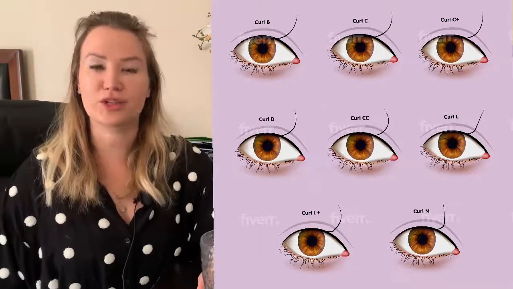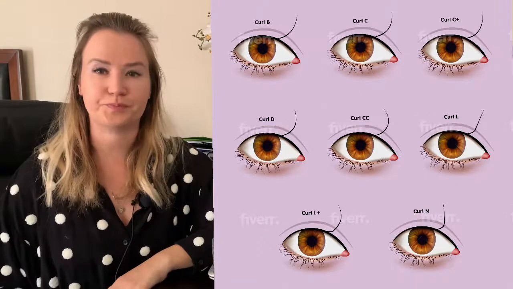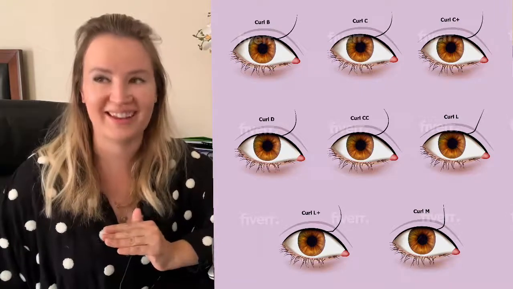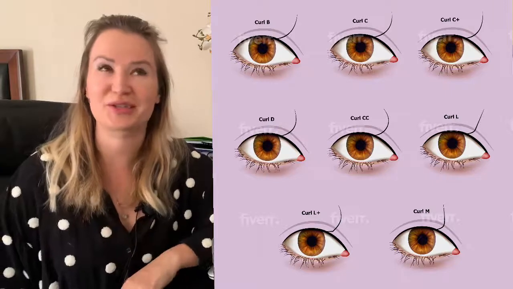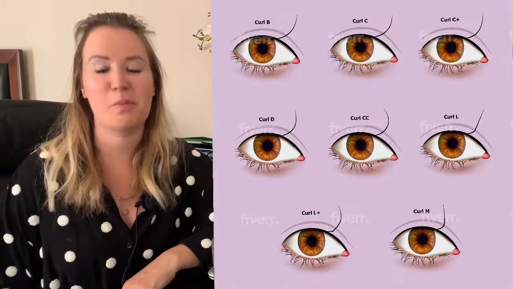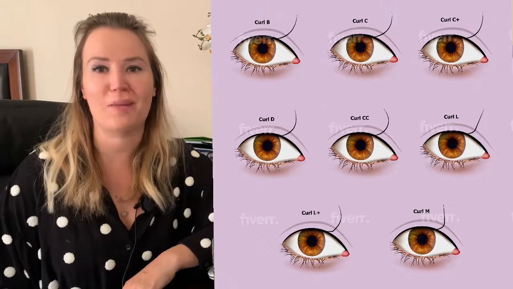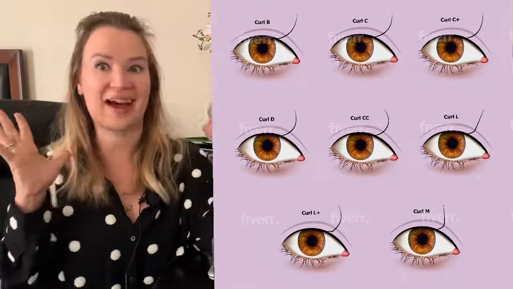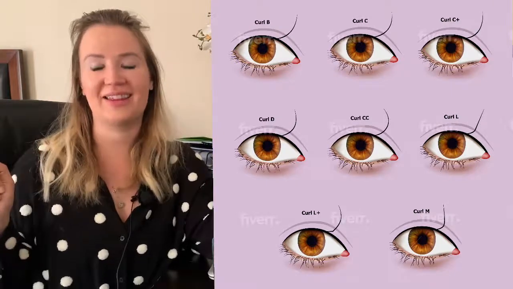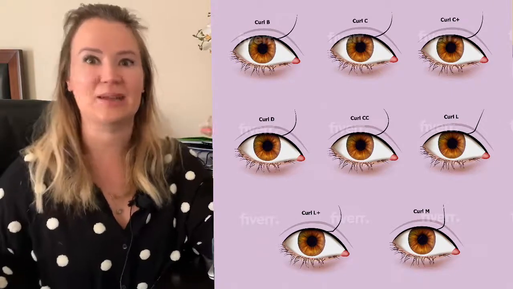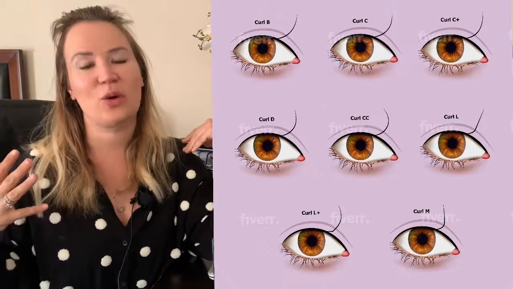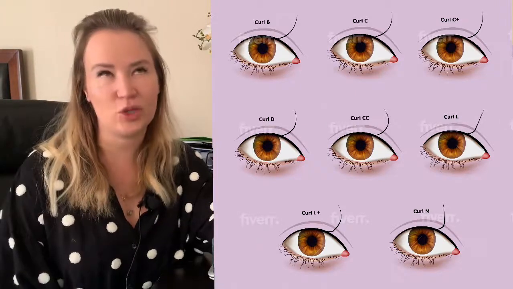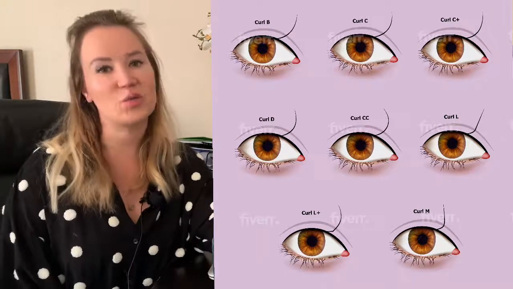The next curl we're going to talk about is actually the D curl. So the D curl is the curliest curl. It's a tongue twister. Curliest curl of them all. It has a lot of drama. It's really good for young clients that really like the bright-eyed, bushy-tailed look, that like to wear a lot of makeup, that like the mega volume look. So that's what a lot of lash artists use the D curl for, and it works really well for those types of clients.